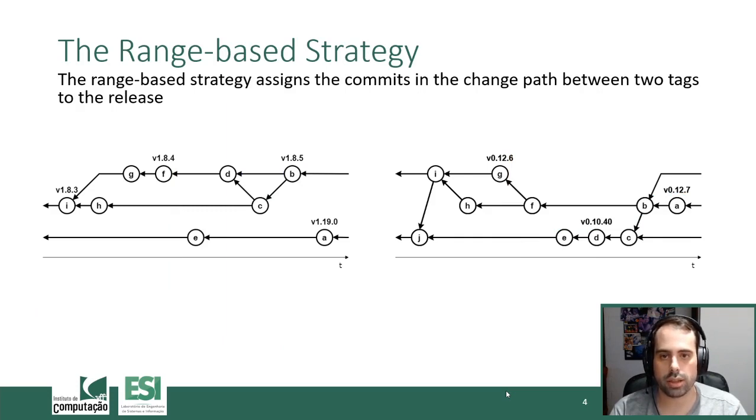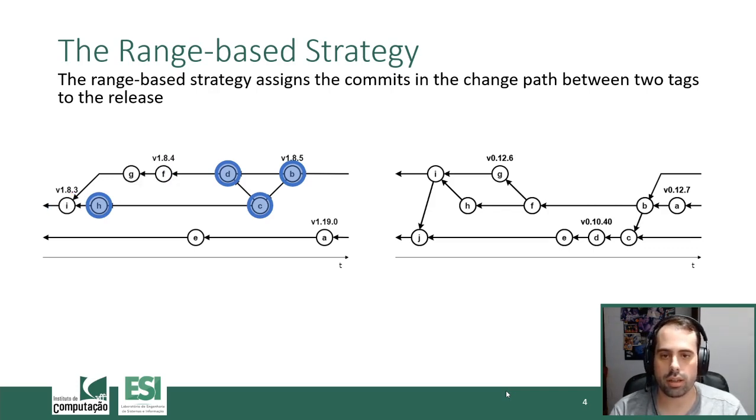The range-based is another strategy to assign commits. It uses reachability. First, we select a release. Next, we retrieve all the reachable commits. Next, we select a base release and subtract all the reachable commits.